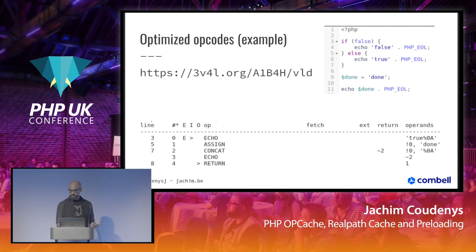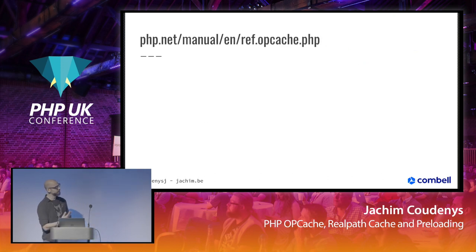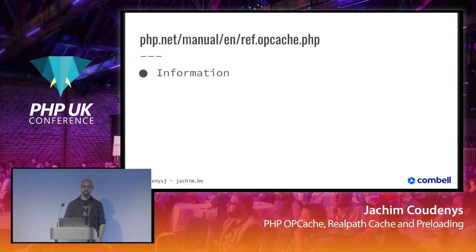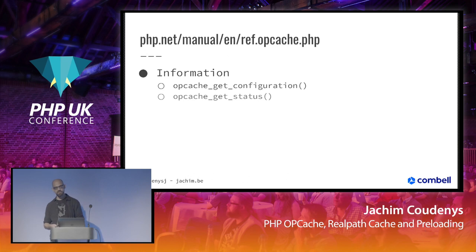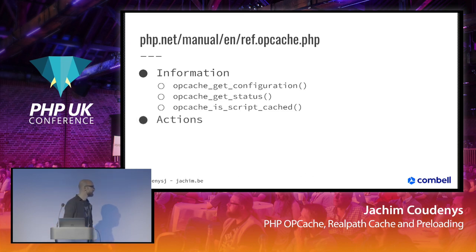So now that we know what the opcaches are, what functions do we have? We have some functions to gather information. We have the getConfiguration, which returns all the settings that are being used. We have opcache getStatus, which is the most important one to get all the information from. I have an example later on. Then you can pass a specific file to see if it's stored in the opcache. And then we have some specific functions to take action.